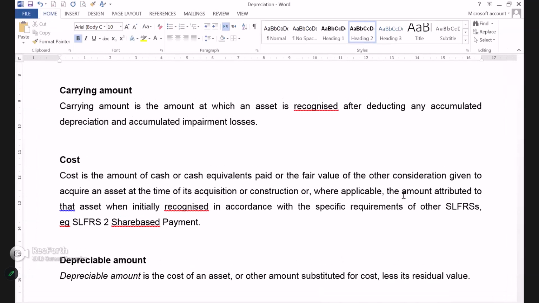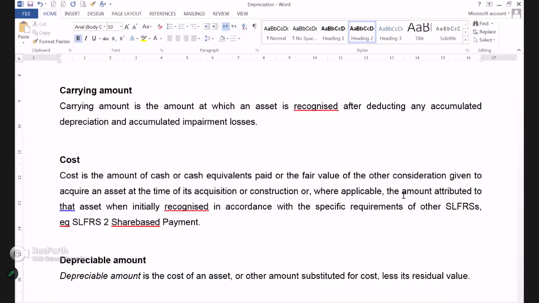terminology. When you are studying depreciation, you should know some terminology so you can understand it. One is the carrying amount. If any question is given, you will do it 100% and find the correct answer, but sometimes you cannot understand the terminology. The carrying amount is the amount at which an asset is recognized after deducting any accumulated depreciation and accumulated impairment loss.